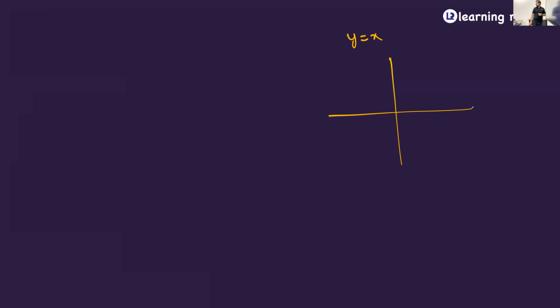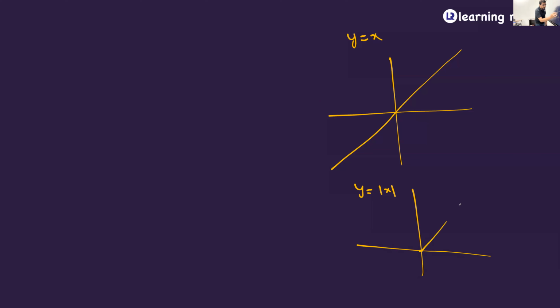Y is equal to x is a line like this, which is passing through the origin, right? When I say y is equal to mod x, what you're supposed to do is, this negative part is there, just make it symmetric with respect to x-axis. So leave the positive part as it is. This part don't disturb. This one, just invert it. So when you do an inversion, you will get a graph like this.